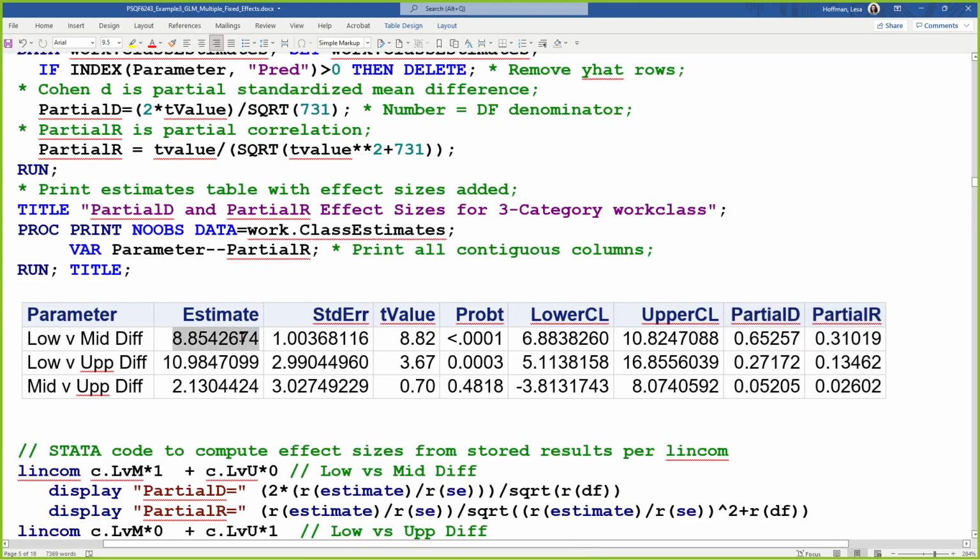So my slope of 8.8 is significant. It corresponds to a D of 0.65, meaning that the low and middle groups differ from each other by 0.65 standard deviations. That corresponds to an R of 0.3, so a positive correlation of sort of medium size. The slope of 10 corresponds to actually a smaller D, because the standard error is much greater for that slope, and a smaller R. And then the last one here, the slope of 2, that had a huge standard error, corresponds to a very tiny effect size.